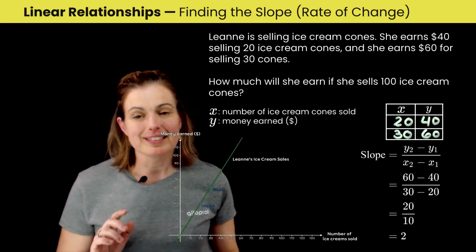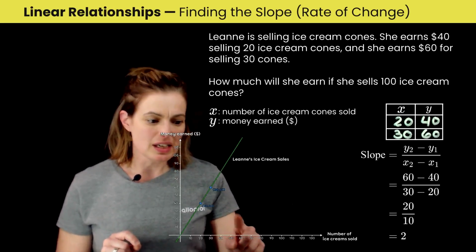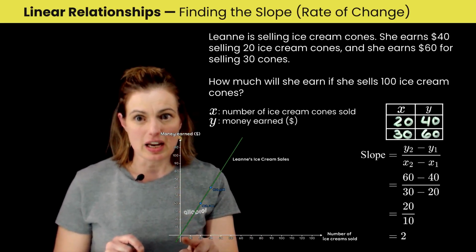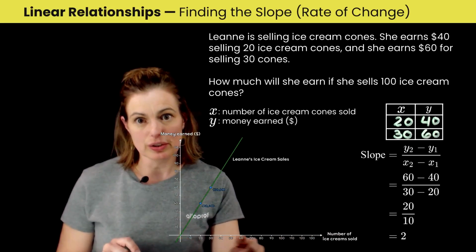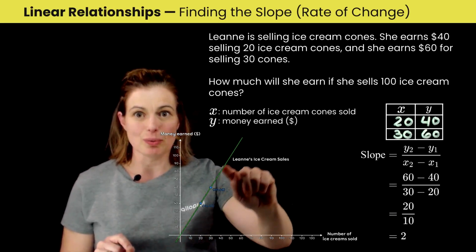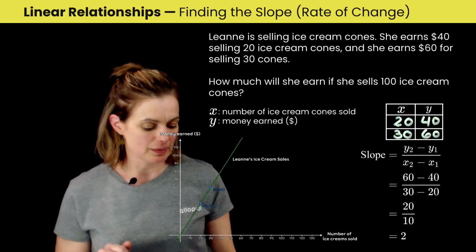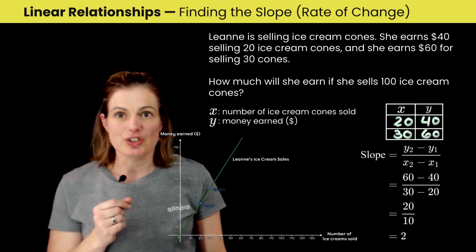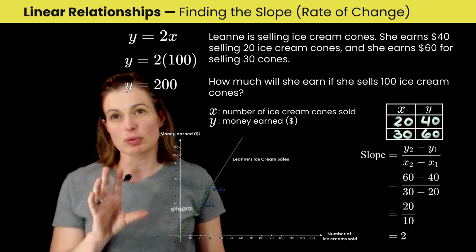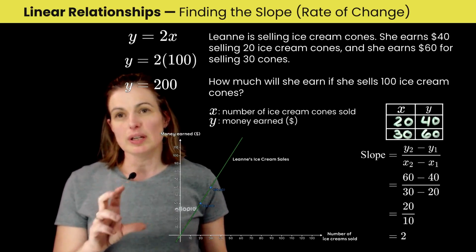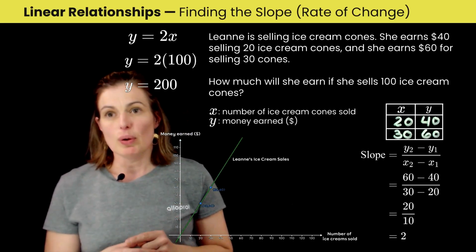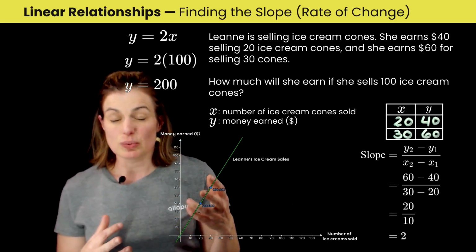When you graph that, this is what it's going to look like. You can see that we have our money earned labeled on our y-axis, and the number of ice cream cones sold on our x-axis, and then we have this nice line going up with a positive slope. All right, perfect. We're ready to answer the initial question. How much will she earn if she sells 100 ice cream cones? If we take a look at the rule for this equation, the rule is what's going to allow us to figure out how much she's going to make, or the y, when she sells, in this case, 100 cones.